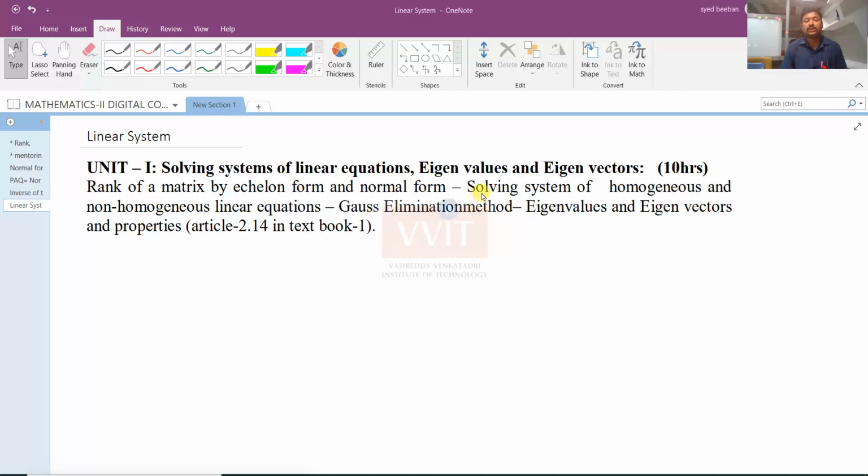Now in this session we are going to cover what exactly a linear system is and how to compute that. These are all the aspects we cover in that. So please kindly follow.